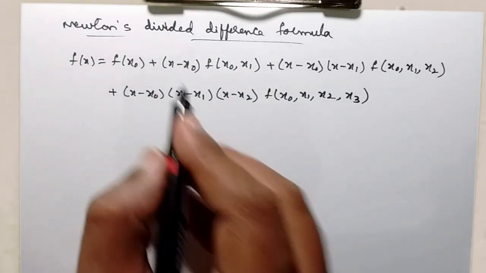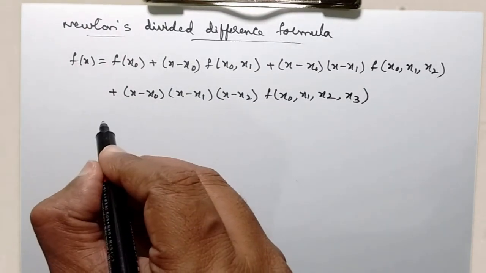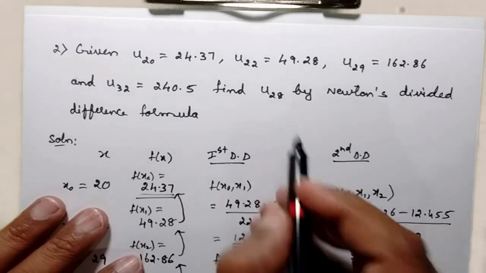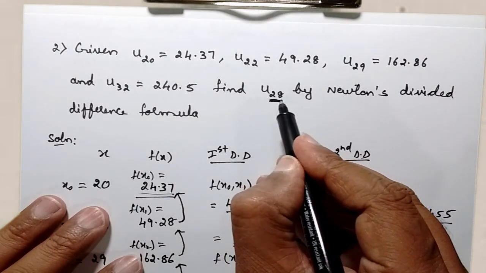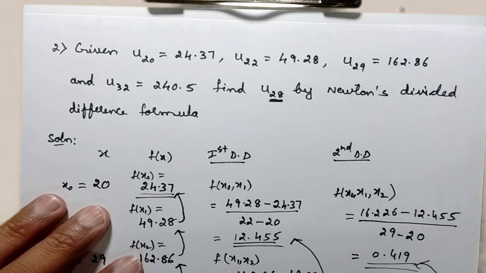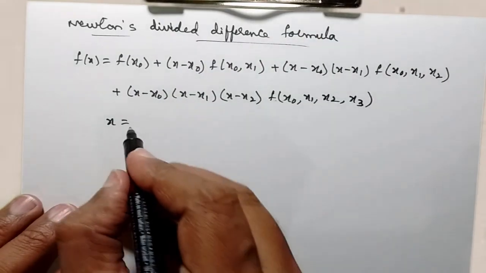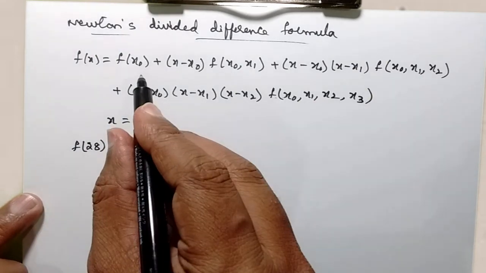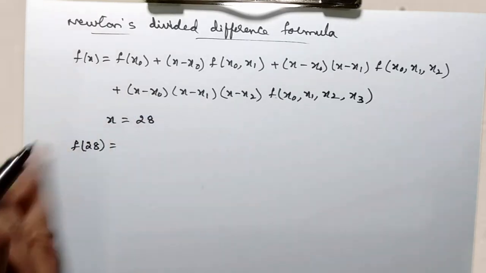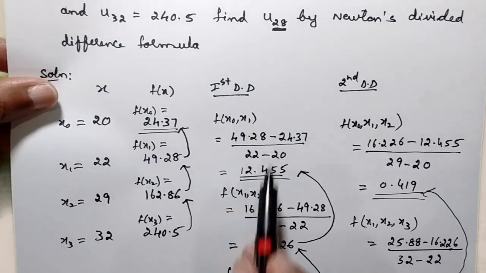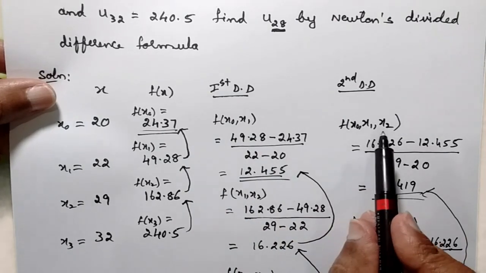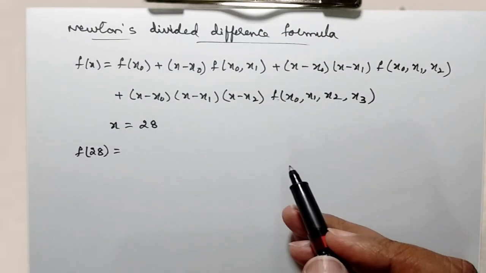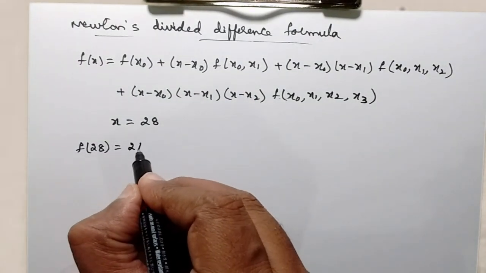So now you can just plug in all the values, but at what point of x do we have to calculate? So let us see the question here. He says find u28. So what is the value of x given here? X value is 28. When x is 28, you need to calculate. So when x is 28, what will be the function? F of 28 will be equal to f of x0 from the table. Just observe, as I told you, only these values will be taken: f of x0, f of x0 x1, f of x0 x1 x2, and f of x0 x1 x2 x3. So just see the table and plug in the values.